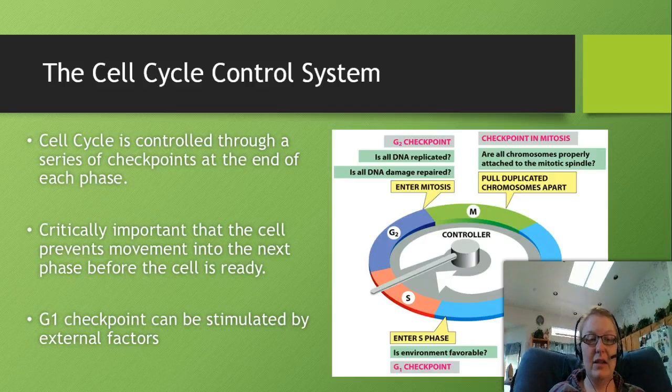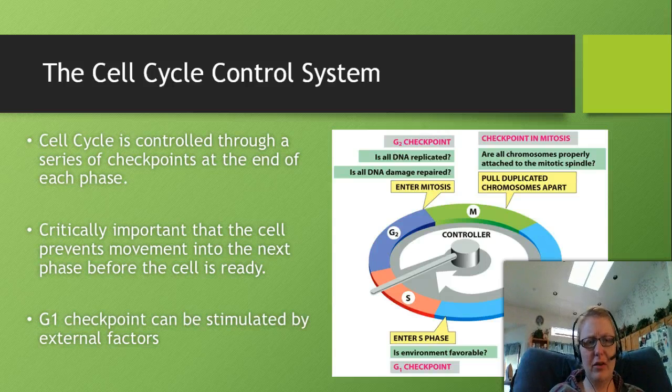Each of these times when the cell reaches the end of each of these phases, the checkpoint is either triggered or it's not, and it arrests the cell cycle at that point. And it's really, really important that the cell does not move on until it's ready. And so that's why we have to have these checkpoints.